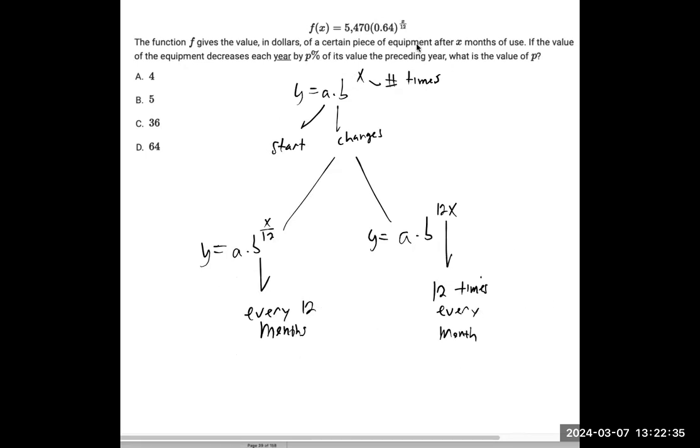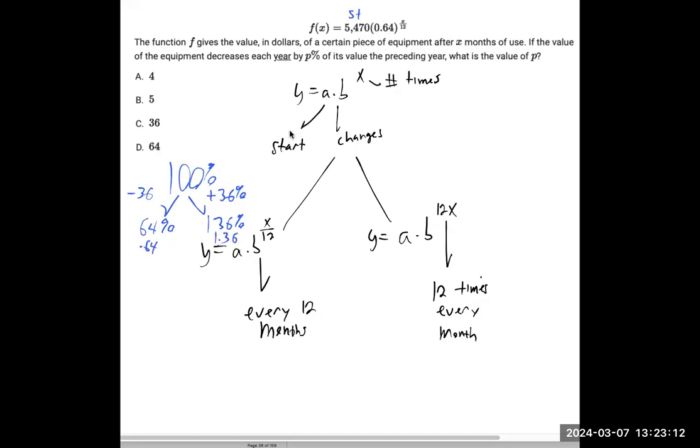Now, getting into this question, we know that it's starting at 5,470. It's being multiplied by 0.64. And that is, by the way, a change of 36%, because when you're changing by a percent, you can increase or decrease by a certain number. And so if I increase by 36%, it would take me up to 136%. If I decrease by 36%, it would take me to 64%. Putting those in decimal form, I have 0.64 or 1.36.